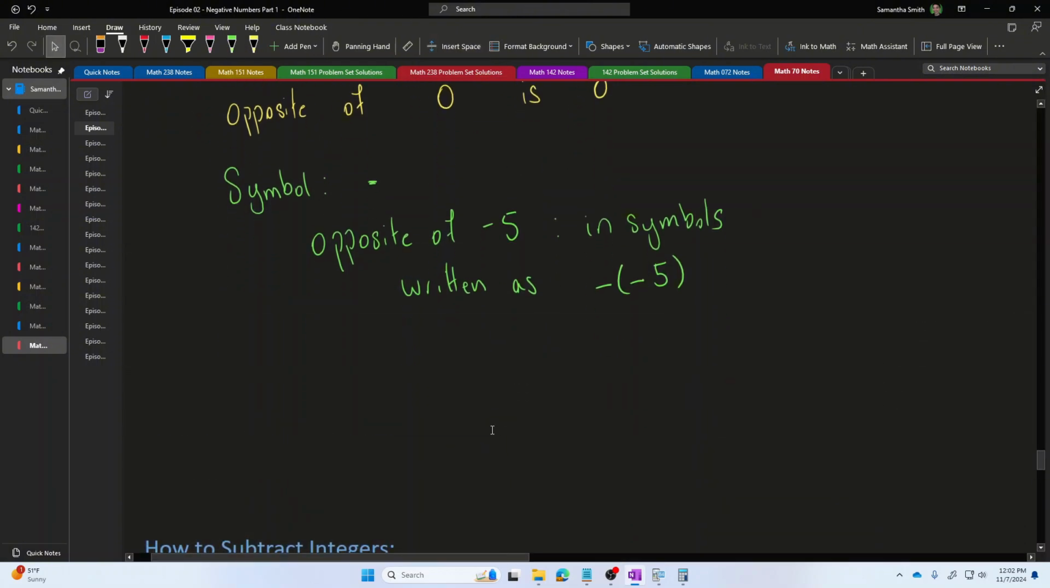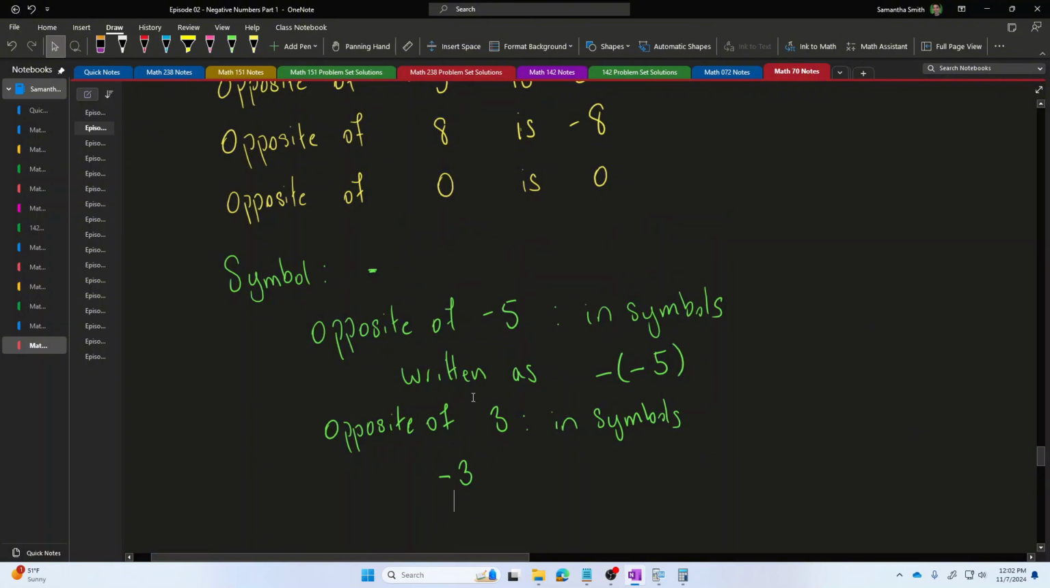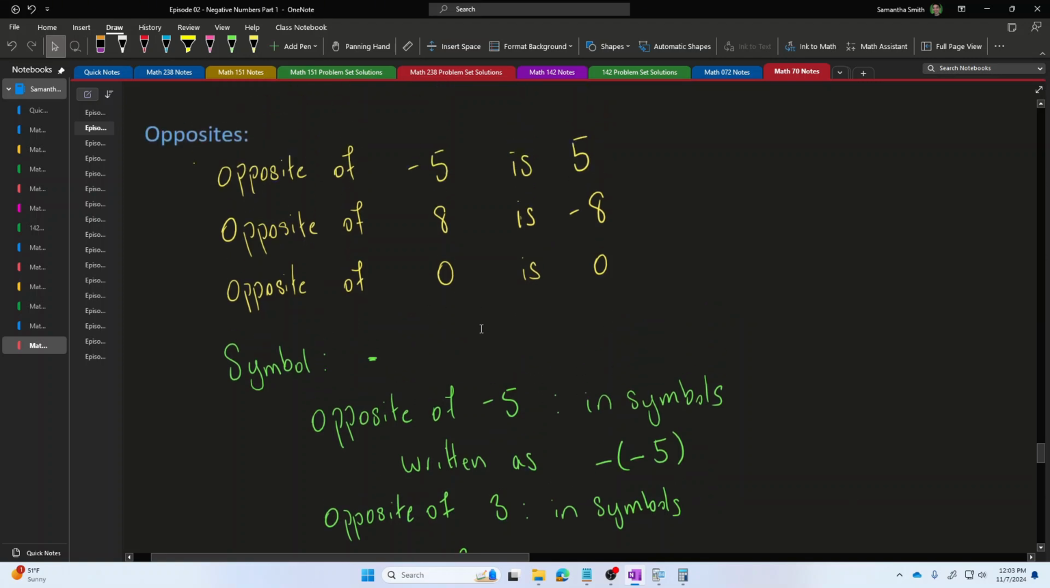And if I wanted to say the opposite of 3, then I would write that in symbols as just a minus sign on the 3. And that makes sense because the opposite of positive 3 would just be negative 3 with this minus sign attached. So opposites. The symbol for an opposite is just a minus sign, and opposites just have the effect that they change negative to positive and they change positive to negative.